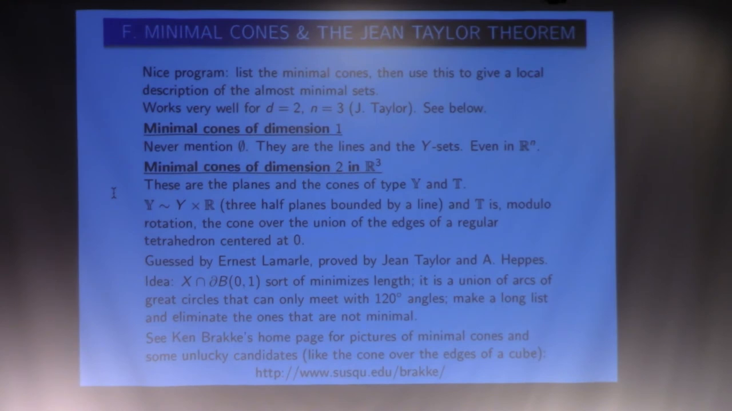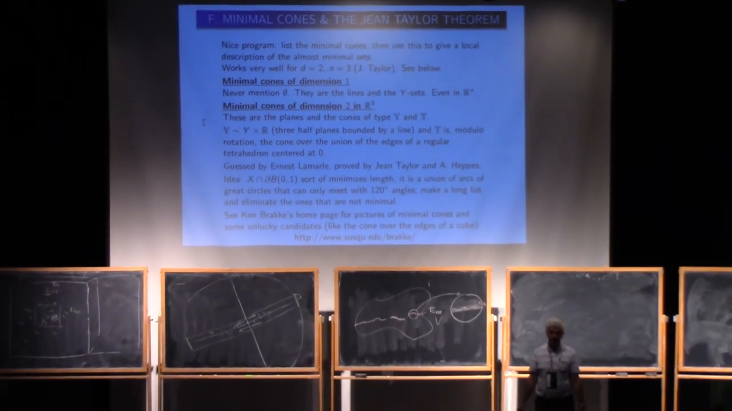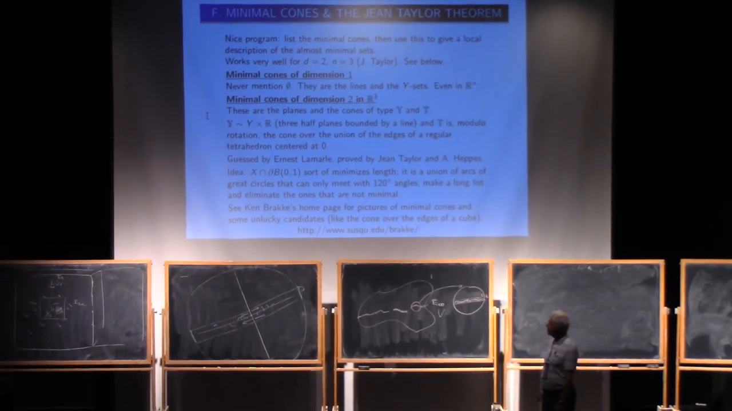The curves have to be arcs of geodesics, because you make a local study here, compute even the mean curvature or something, and you find out that they have to be arcs of geodesics. And then you have to glue arcs of geodesics on the sphere. You find out that maybe there are something like 20 possible candidates.